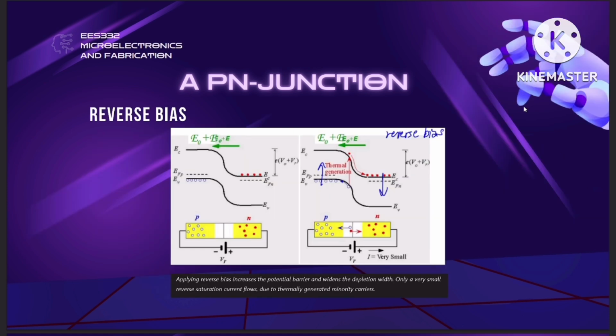And next, p-n junction reverse bias. Reverse bias raises the barrier and widens the depletion region. Majority carriers are pulled away from the junction. Only a tiny reverse saturation current flows, set by thermally generated minority carriers swept by the field. The diagram highlights the larger barrier and the small current.